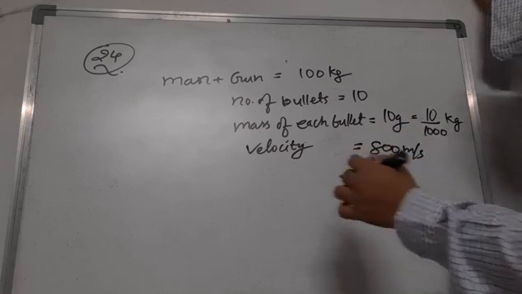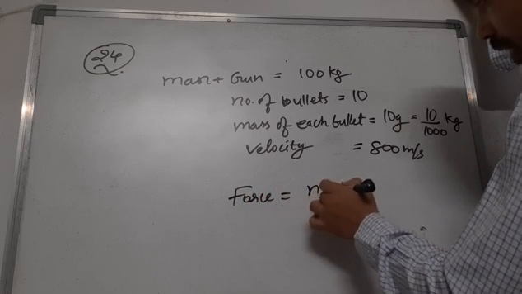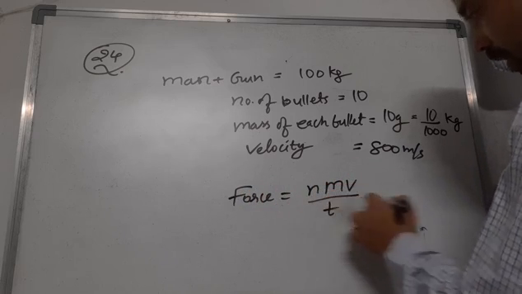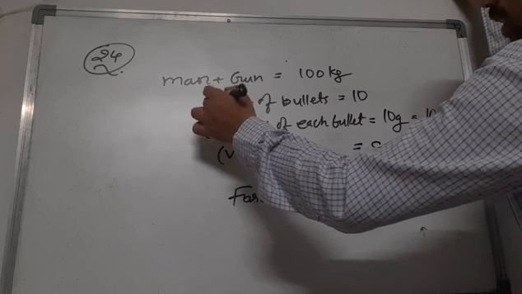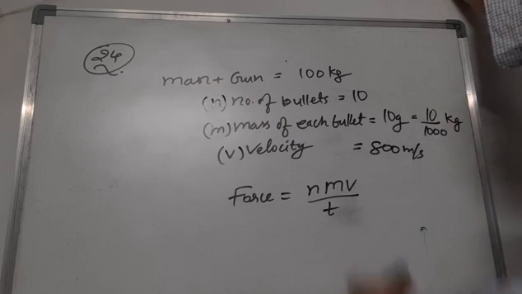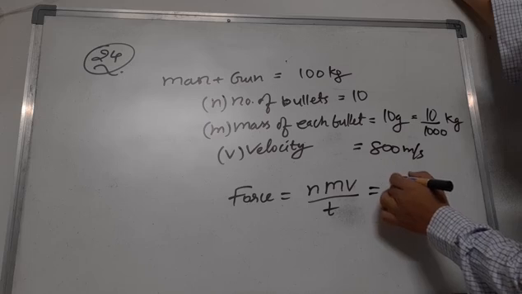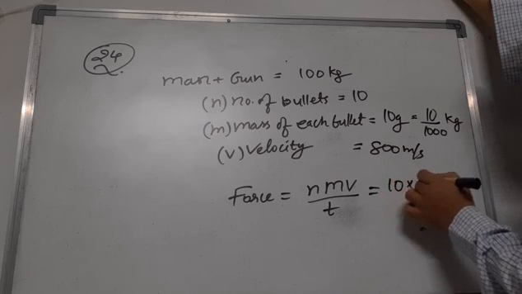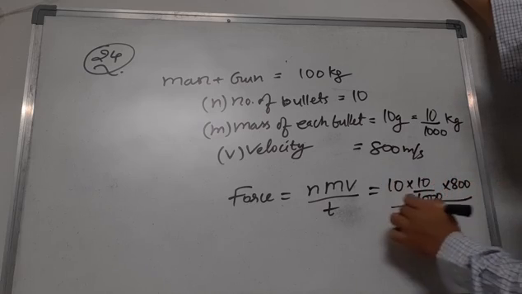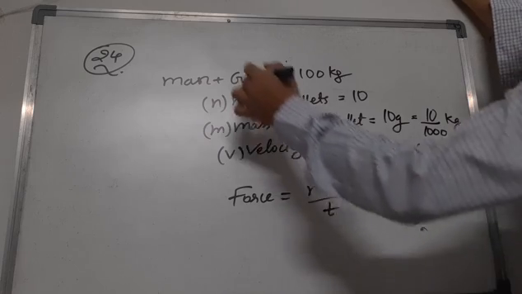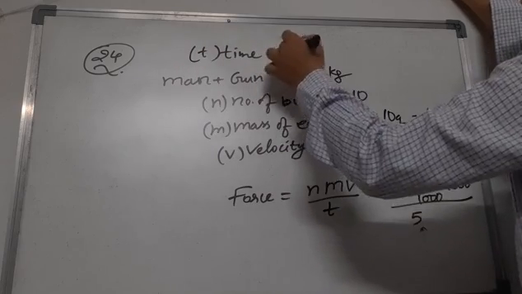Now we have to find the force. Force is equal to N m V by T. This is V, this is m, and this is N. So number of bullets into mass of the bullet into velocity by time. How much will we get? N is 10, 10 into 10 by 1000 into 800 by 5. Time T is given as 5 seconds.